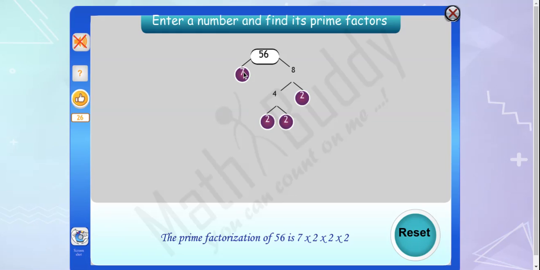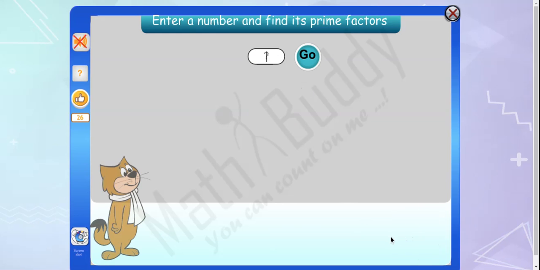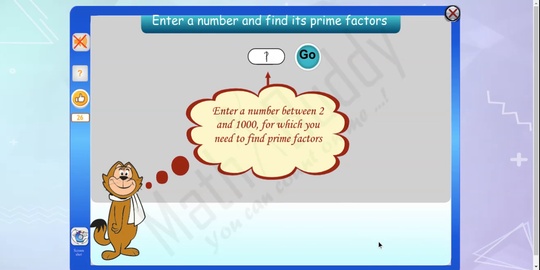So if I multiply 7 by 2 gives me 14, 14 by 2 gives me 28, 28 by 2 gives me 56. So when I multiply all the prime factors of the given number, I can get the number itself, right? Let's try one more example. What do we want to take? Let's take the number 108, right?